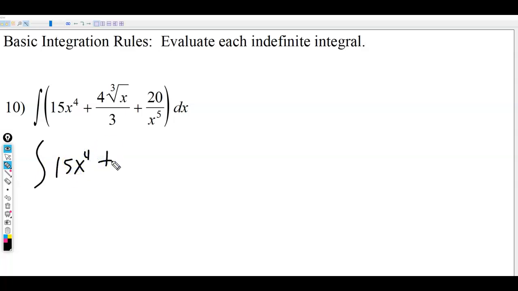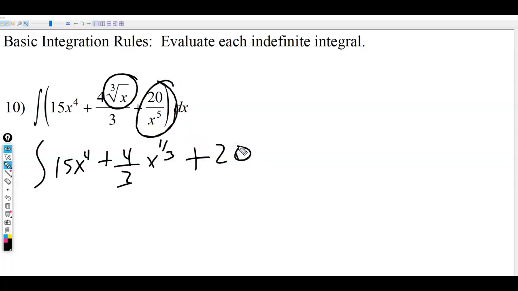But the other two, anytime you want to use the power rule, you want to rewrite it. So I'm going to rewrite the fraction separately, 4/3, and I'm going to change that cube root of x into x to the 1/3. And for this guy here, 20 is going to stay where it is, but I'm going to change that x to the 5th to x to the negative 5th as I move it to the numerator. And now I can apply the power rule. And the power rule works like this. You add 1 to the power, and you divide by that new number you just created.